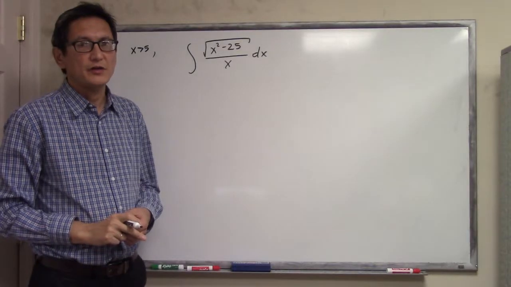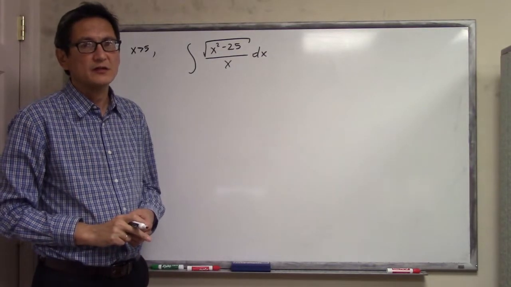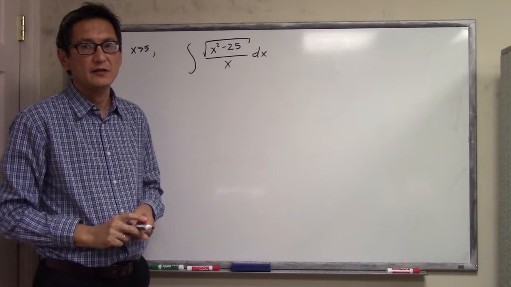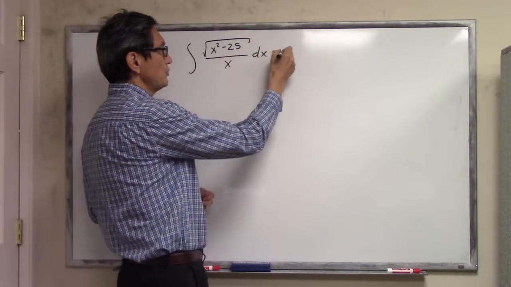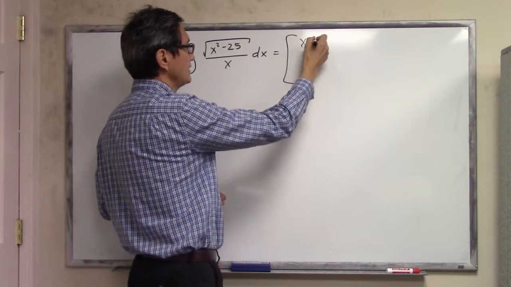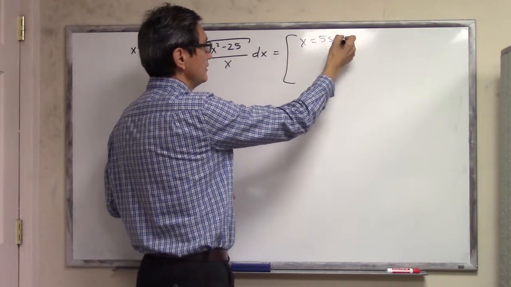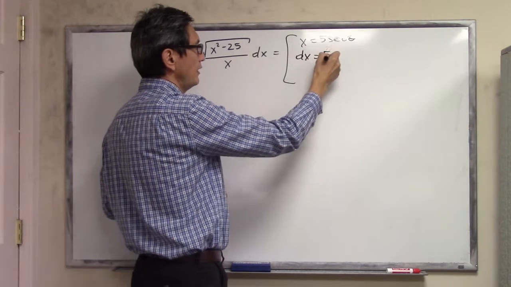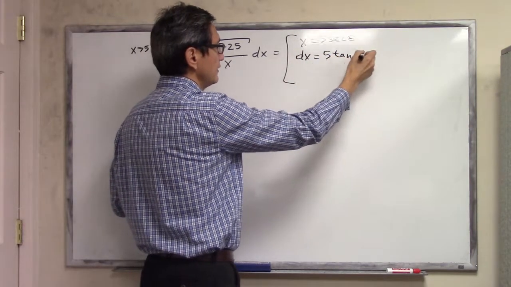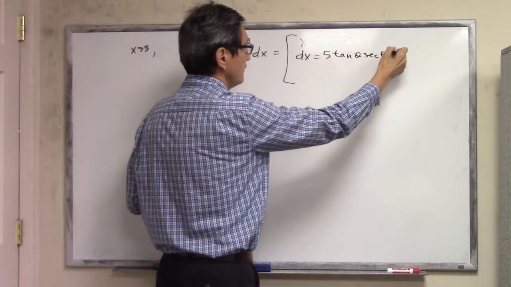Say we want to calculate the integral of the square root of x squared minus 25 over x dx, under the assumption that x is bigger than 1. We want to do the substitution x equals 5 secant theta. Then dx will be 5 tangent theta secant theta d theta.